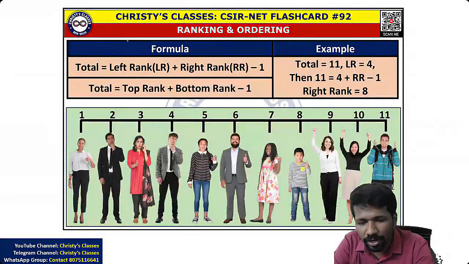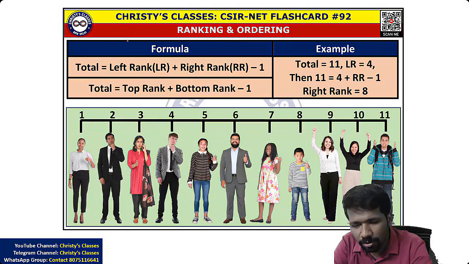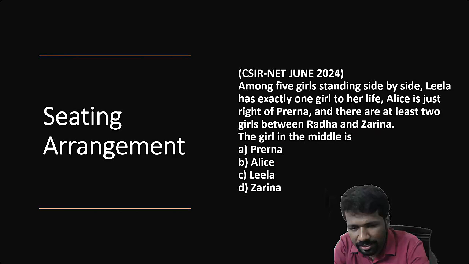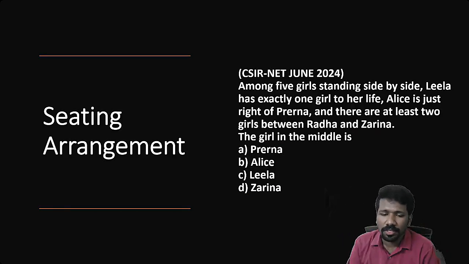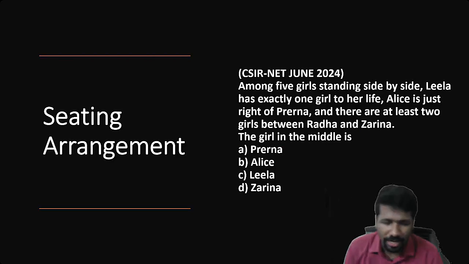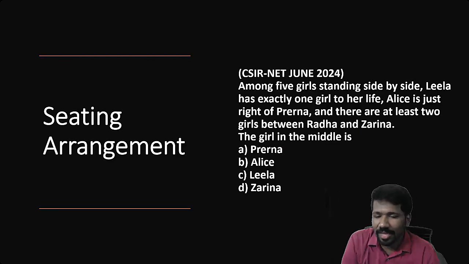रैंकिंग ऑर्डरिंग वी ऑलरेडी डिस्कस. रैंकिंग ऑर्डरिंग में सीक्वेंशियल ऑर्डरिंग टाइप क्वेश्चंस भी है, पोजीशन टेस्ट टाइप क्वेश्चन भी है. पोजीशन टेस्ट टाइप क्वेश्चंस का थियरी या फॉर्मूला यहां दिया है. एंड नेक्स्ट चैप्टर इज सीटिंग अरेंजमेंट. सीटिंग अरेंजमेंट हाउ मच रिलेशन विद दिस चैप्टर रैंकिंग एंड ऑर्डरिंग इटसेल्फ. इसमें भी हम अरेंज कर रहा है, बट अकॉर्डिंग टू द प्लेस दे आर सिटिंग.